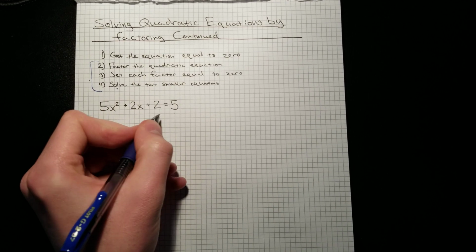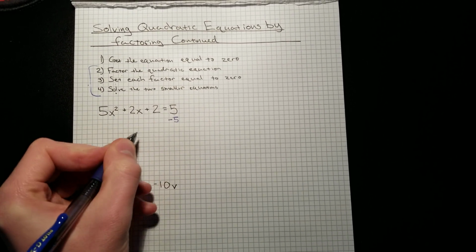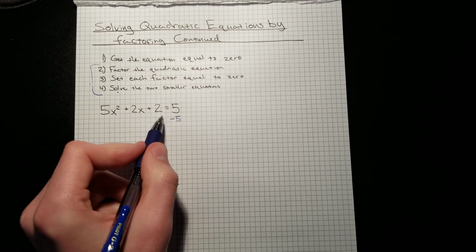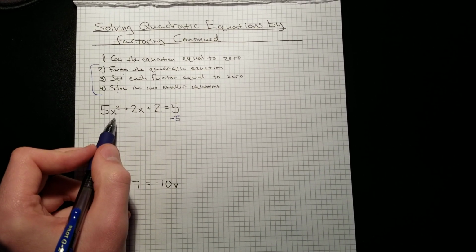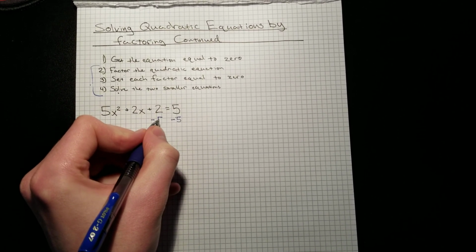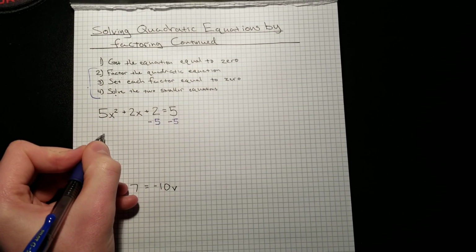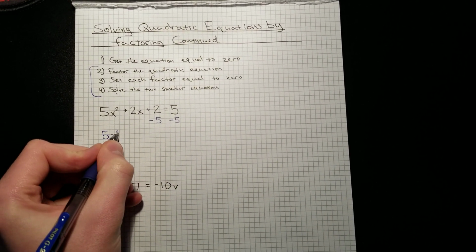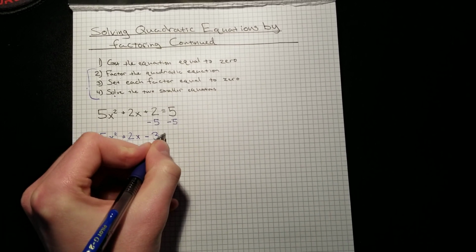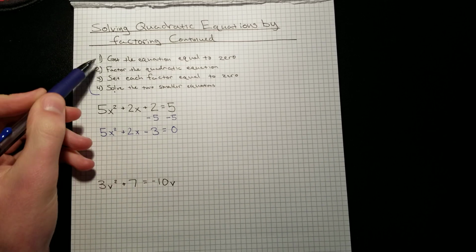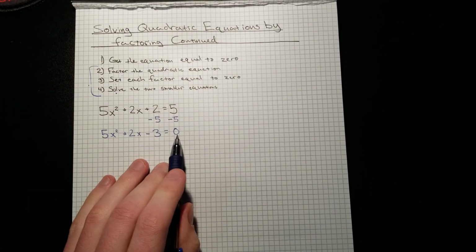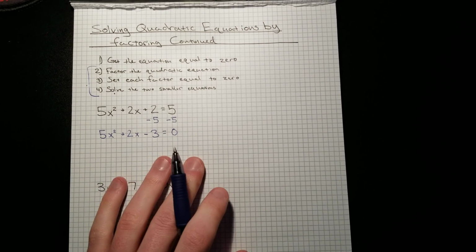Now, this side is pretty easy. All I have to do is subtract a 5. 5 minus 5 is 0. And then I need to figure out where on this side of the equation I should subtract the 5 from. So I'm combining like terms, so I subtract 5 from here. 2 minus 5, so I get 5x squared plus 2x minus 3 equals 0. So that first step, get the equation equal to 0. We have an equation that is equal to 0. So first step is all done.